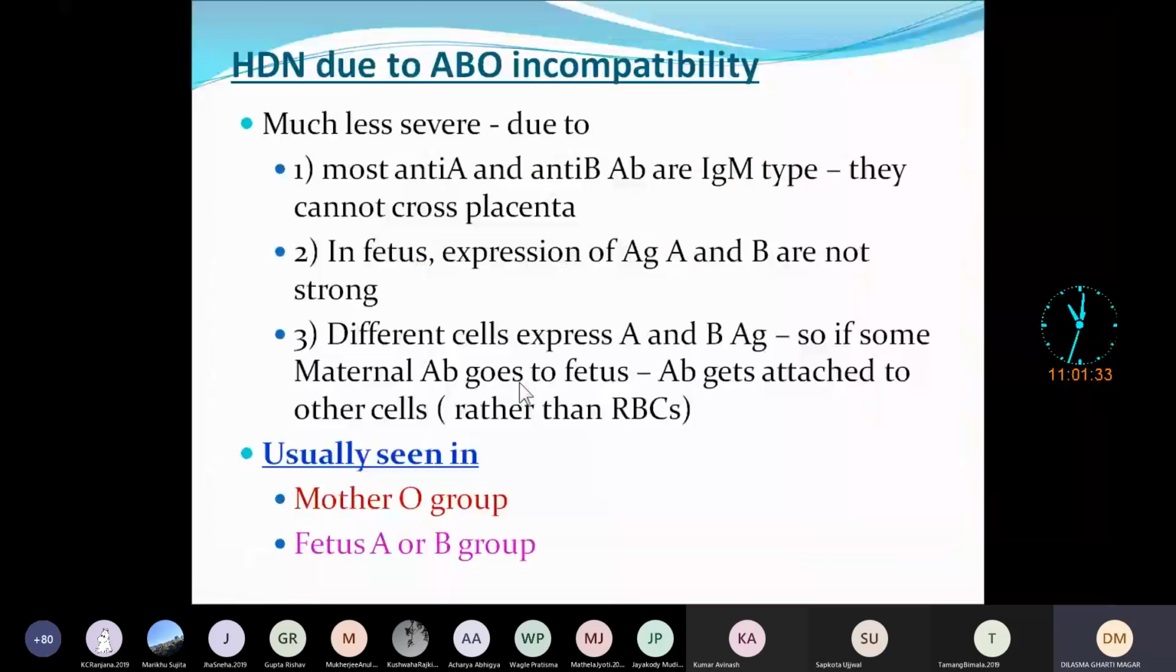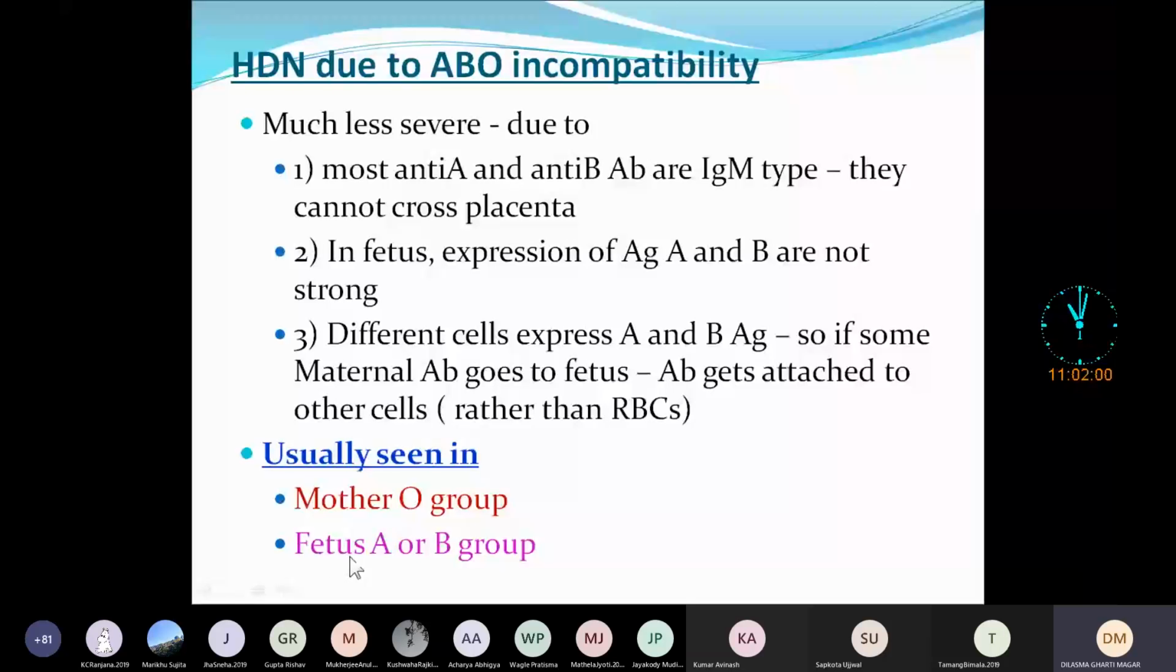Now we'll come to hemolytic disease of the newborn due to ABO incompatibility. I told you about the Rh incompatibility, that is erythroblastosis fetalis. Here we'll talk about the ABO incompatibility. This ABO incompatibility is much less severe. Here the mother has to be blood group O, and the fetus is either blood group A or blood group B.